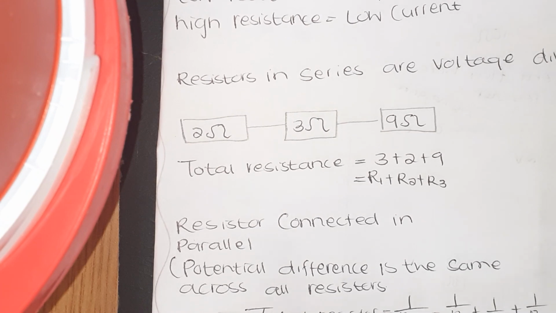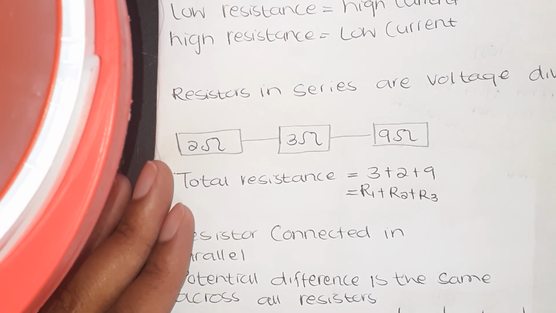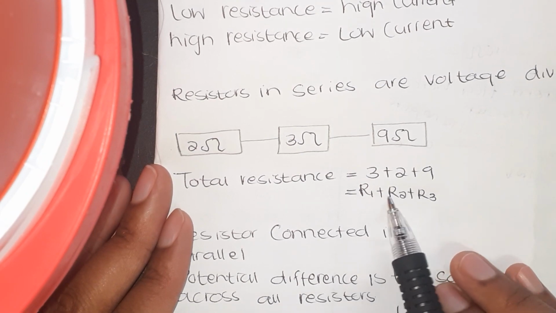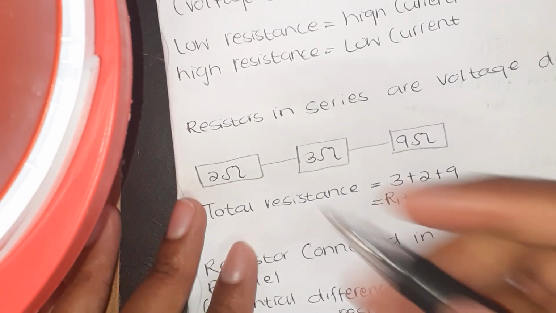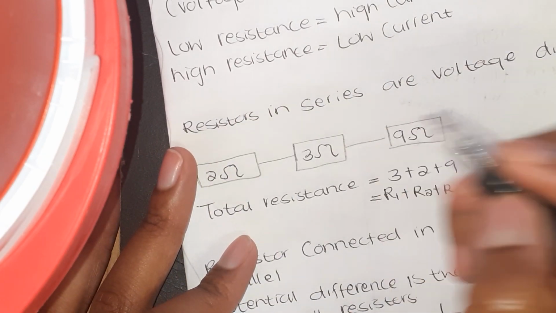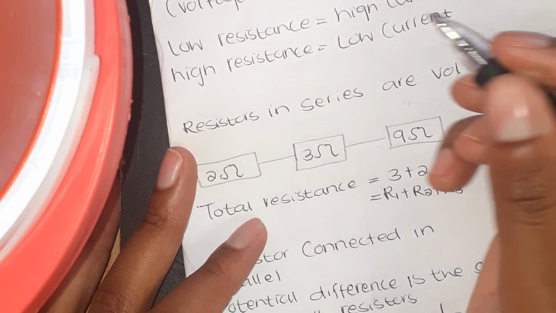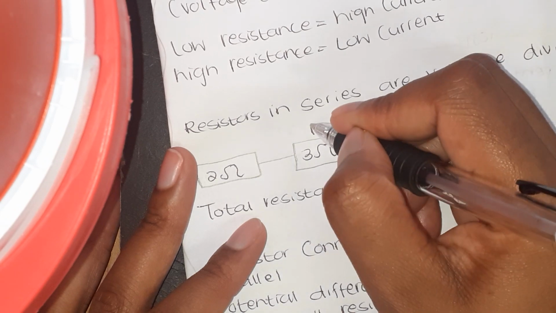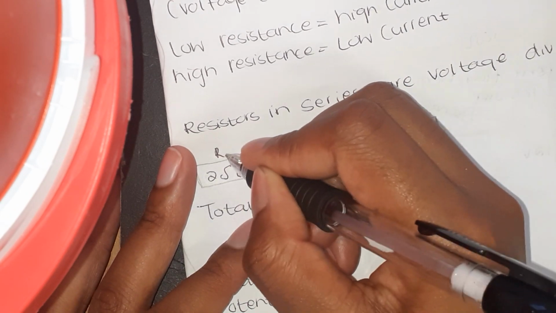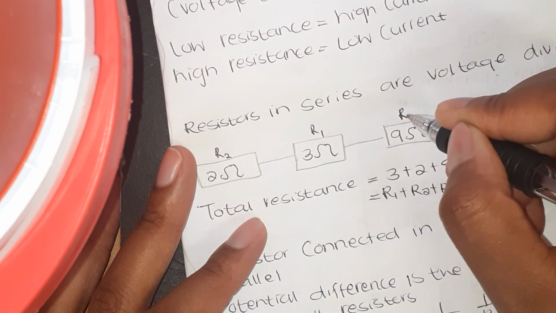So how do we calculate total resistance in a series? We say R1 plus R2 plus R3. Let's say this is our R1, this will be our R2, and this will be our R3.